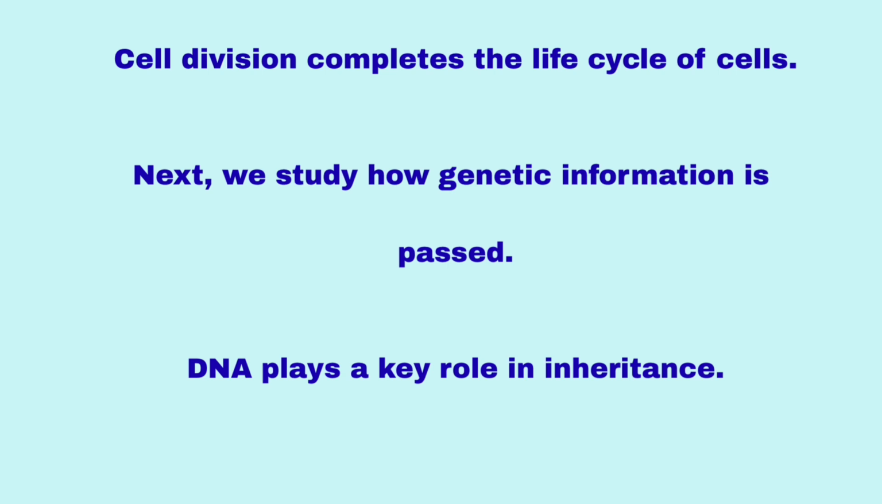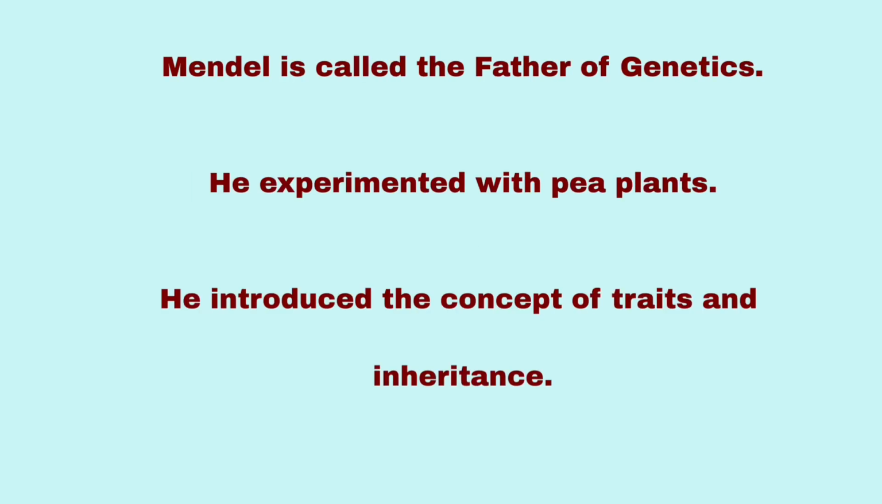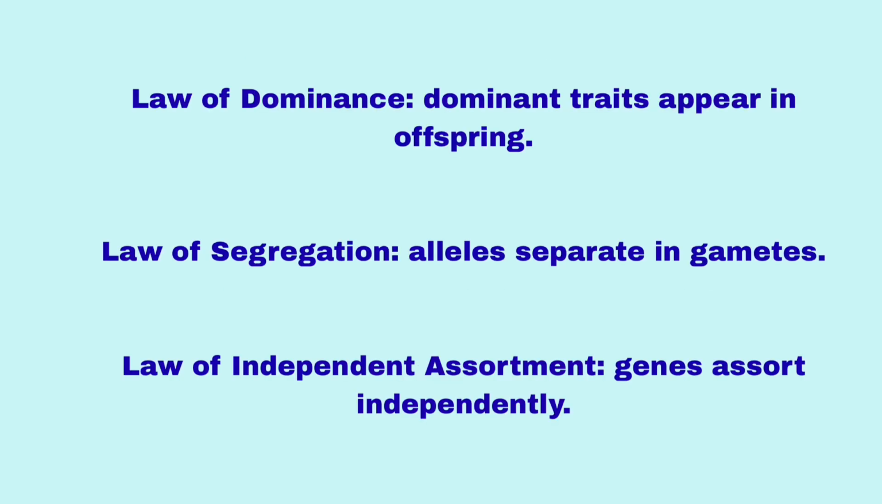Who is the father of genetics? Mendel is the father of genetics, and he studied pea plants and explained how characters are passed from parents to offspring. So we will learn about the law of dominance. When a plant or animal receives two different forms of a character, only one form appears, so the other form remains hidden. For example, the tall plant appears even when one parent is dwarf.